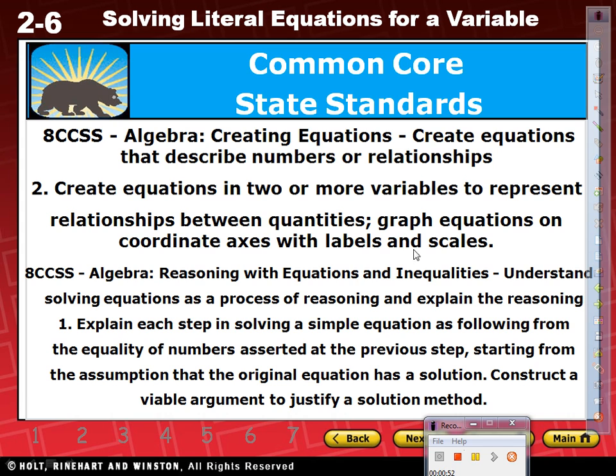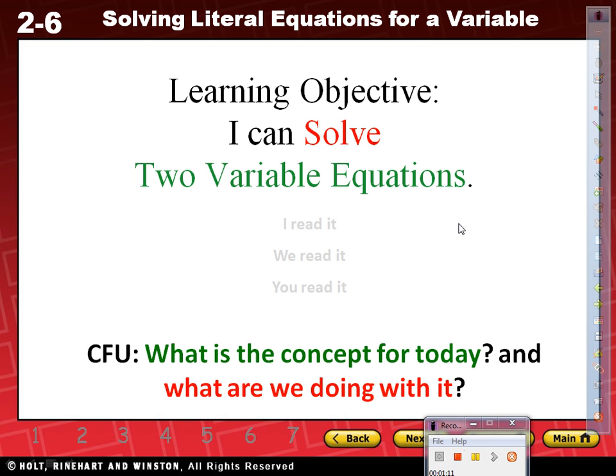So check this out. We're also going to be looking at attending to precision still, right? And also math practice standard number 7, which is looking for structure. We still are going to make connections between numbers and areas and tiles and as much geometry as we can embed. Okay? So with that said, our objective for today: I can solve two variable equations. Let's read it together. 1, 2, 3. I can solve two variable equations.